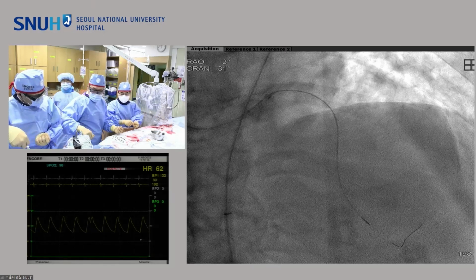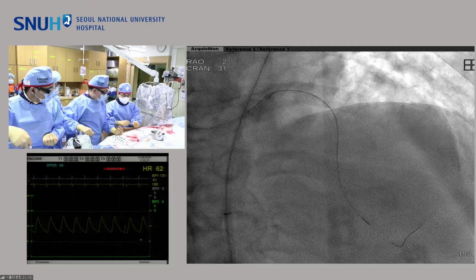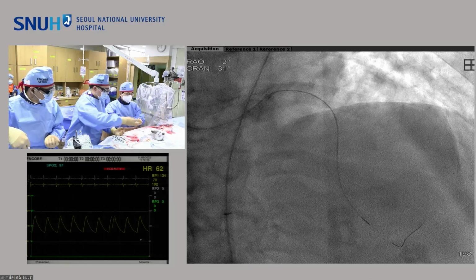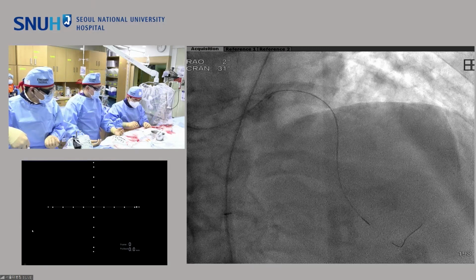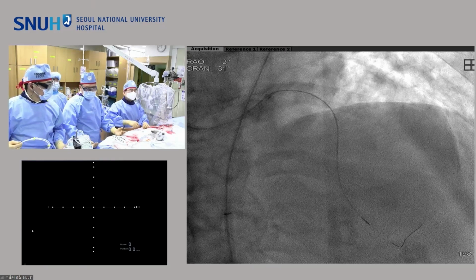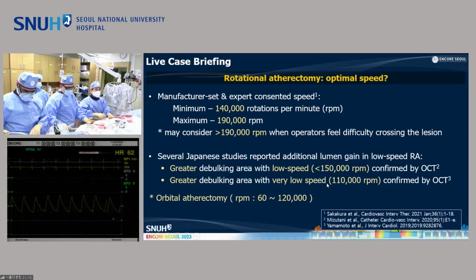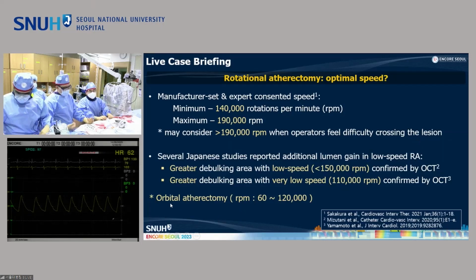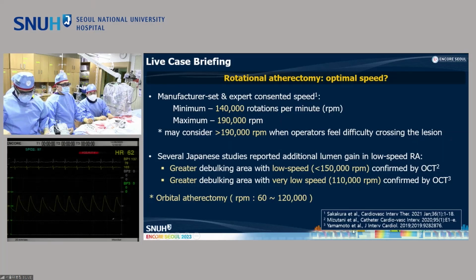Is there bench evidence that you get orbiting at 140? Has somebody studied that on the bench? Yes, in my previous slide, there are two references. Slide, please. Orbital atherectomy, here. OCT, 2, 3 references. Mizutani sensei and Yamamoto sensei published such results in Catheterization and Cardiovascular Interventions and the Journal of Interventional Cardiology. Okay, something to read.